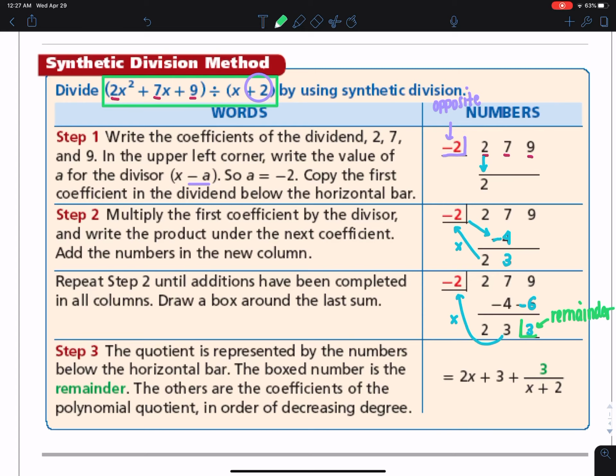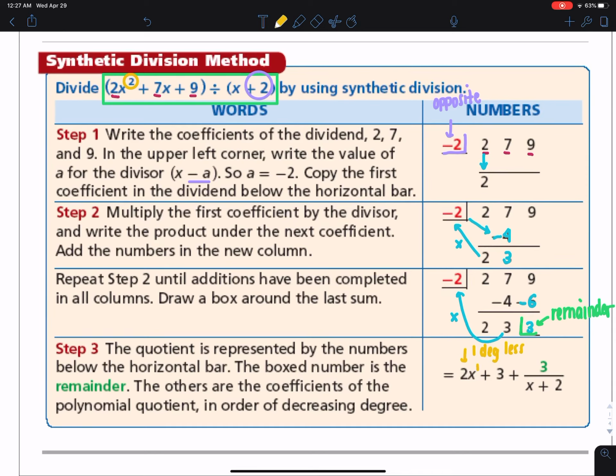And then the final step. Those numbers don't really mean anything until you rewrite it as your polynomial. So whatever degree we started with, in this case x squared, you have to go 1 degree less. So from x squared we would drop down to x to the first power, or just simply x, and then everything just descends from there. So here's our linear term, here's our constant term, and then we can write our remainder as 3 over our divisor, which was x plus 2.